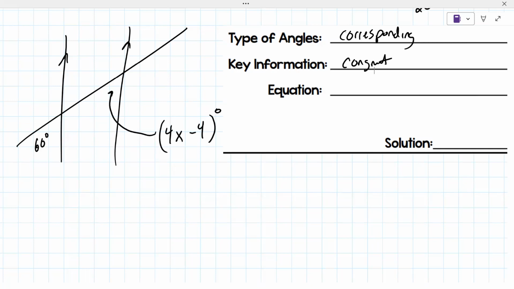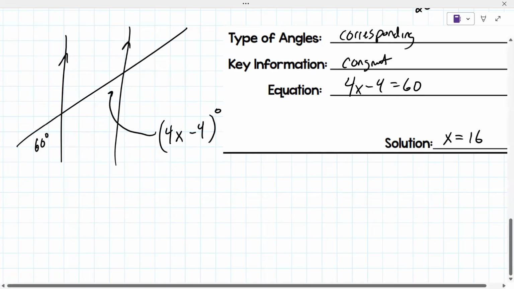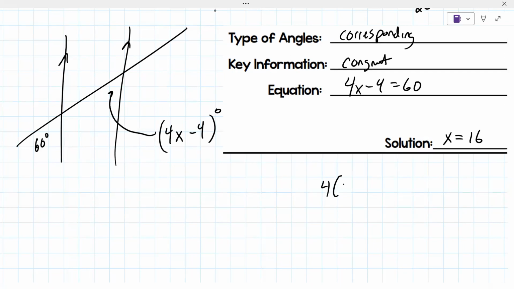All right, I am back. What did you end up coming up with for your x solution? x equals 16. Okay. And when you put that back in, did you get, I don't know, maybe you didn't do that yet because I didn't tell you. Do you get 60 degrees? Let me plug it back in. Yes, you do.